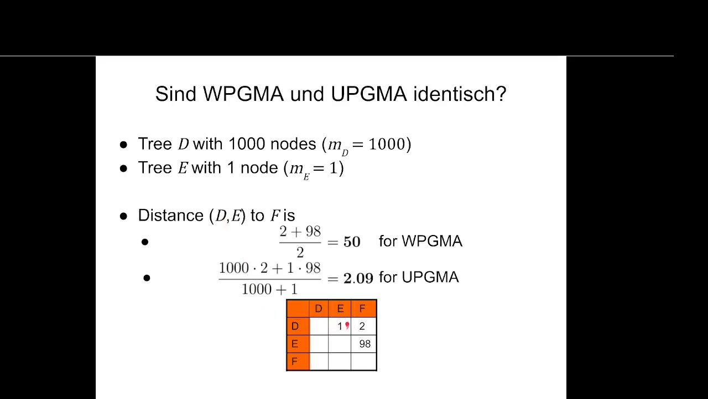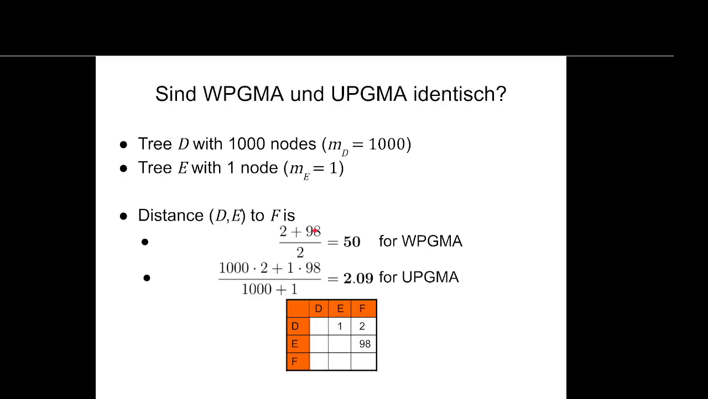And now the question is, what is the distance of DE to F? For the WPGMA, where we just build the average, we take the value 2 and the value 98. 100 divided by 2 means 50. And so that is when we treat those two values just as given, completely ignoring how many nodes are in them.